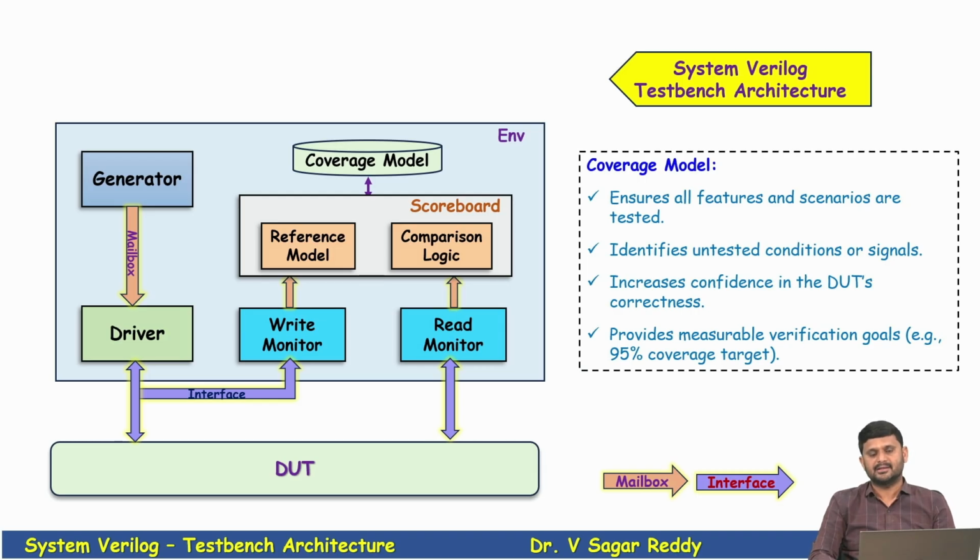So in a real-time project, the team sets targets like 95% of functional coverage before sign-off. So coverage makes verification quantifiable, not just a feeling. Without coverage, you are verifying blindly. With coverage, you are verifying with a map, and you know exactly where you have not been yet.